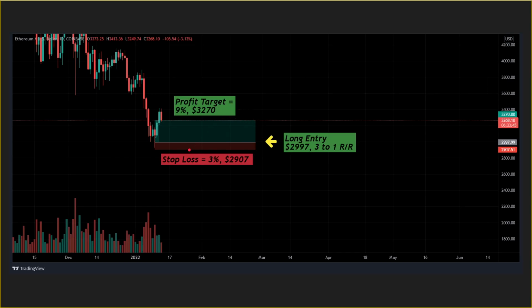So once again, this is a fairly lower risk trade, right? We stand to gain much more than compared to if we're wrong. If we're wrong, we lose 3%. If we're right, we gain 9%.